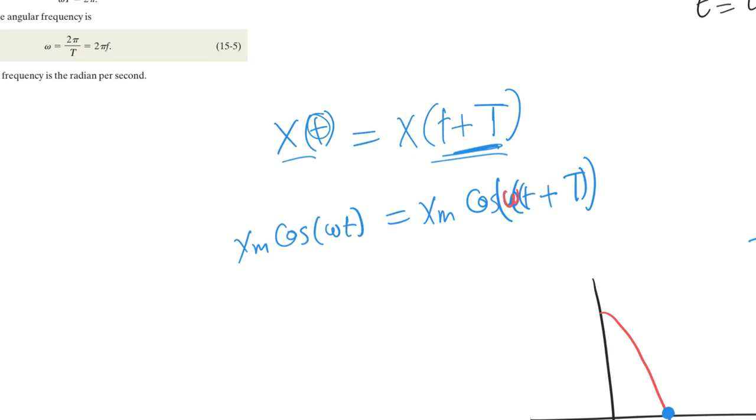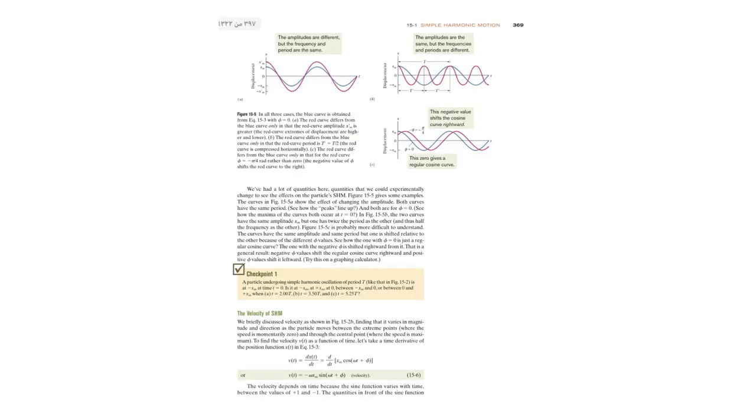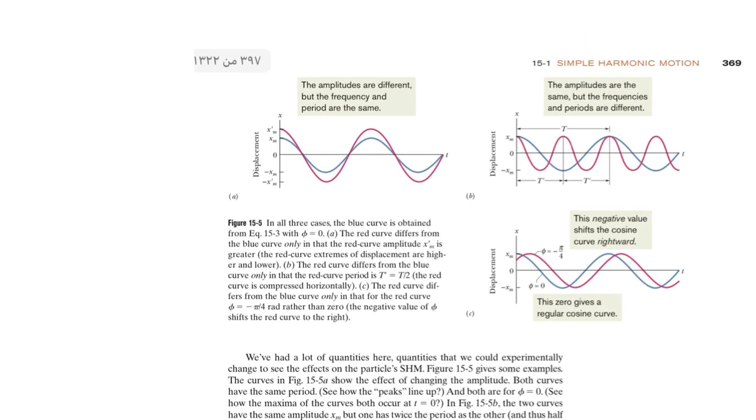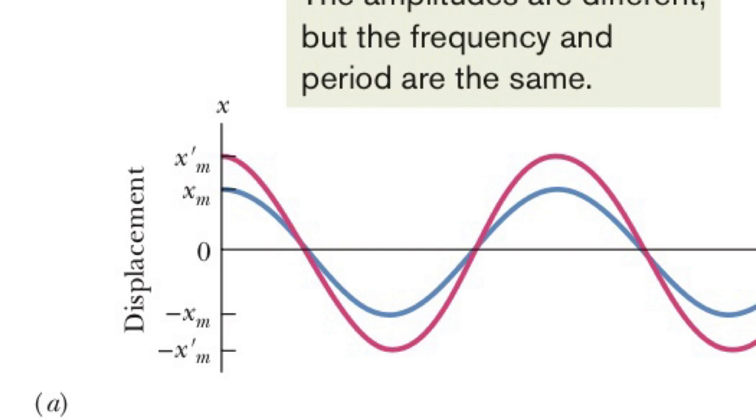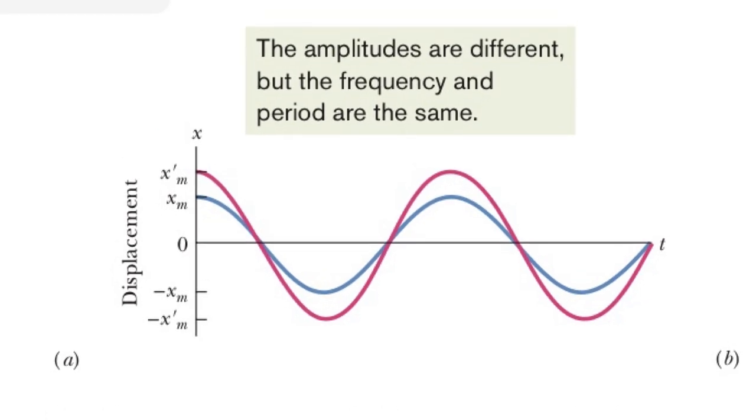Okay, like that. Now we will go deeper into simple harmonic motion, and I will show you different simple harmonic motions, and we will compare them together. For example, here we have two harmonic or periodic motions. One is the blue one and the other is the pink. If we look at those two simple harmonic motions, what is different and what is the same?